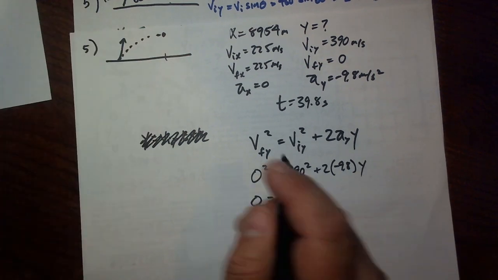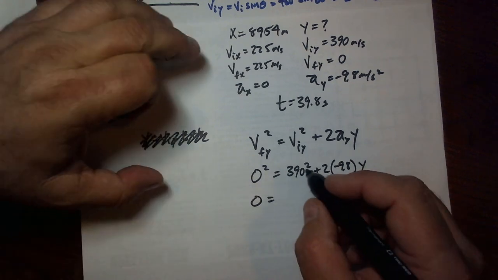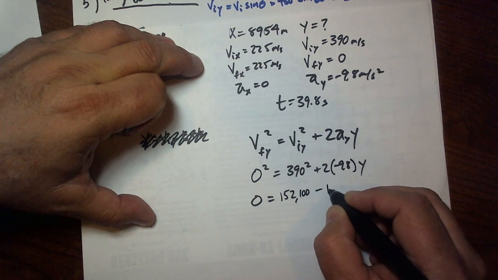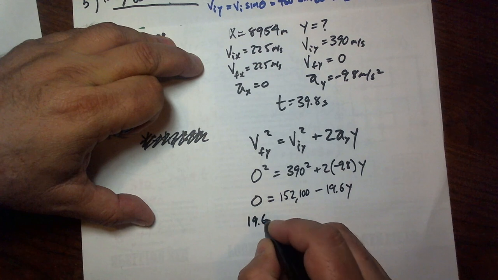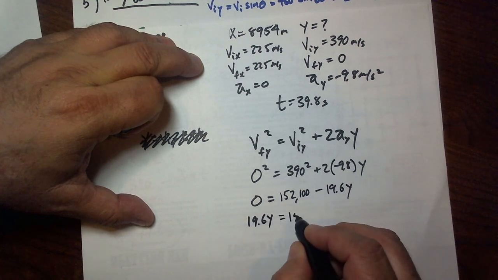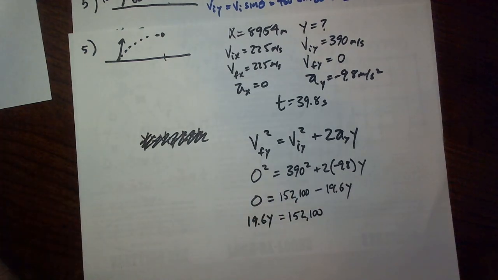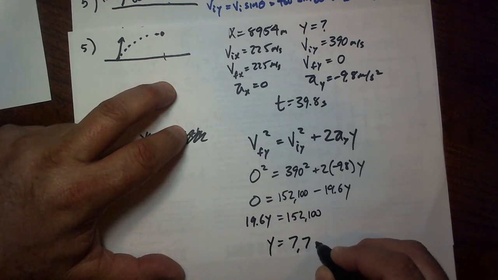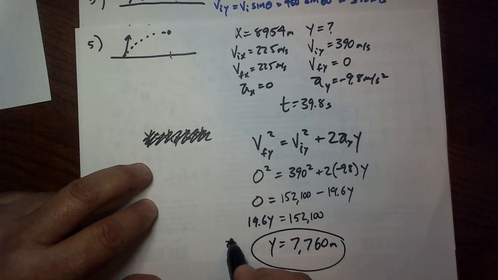So 0 equals, and what's 390 squared? Oh my gosh. 152,100 minus 19.6y. Take this negative term to the other side, 19.6y equals 152,100. And so 152,100 divided by 19.6 equals, and then we get a y of 7,760 meters. So this is the answer to part A.